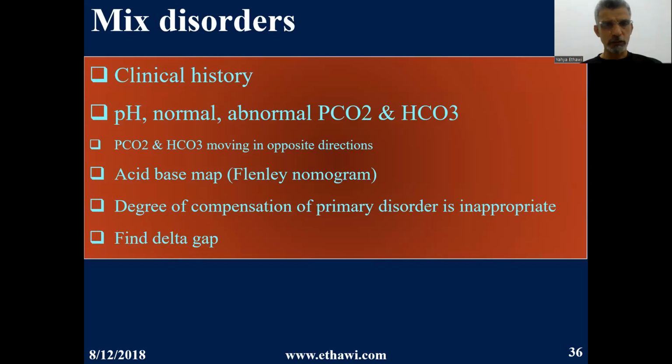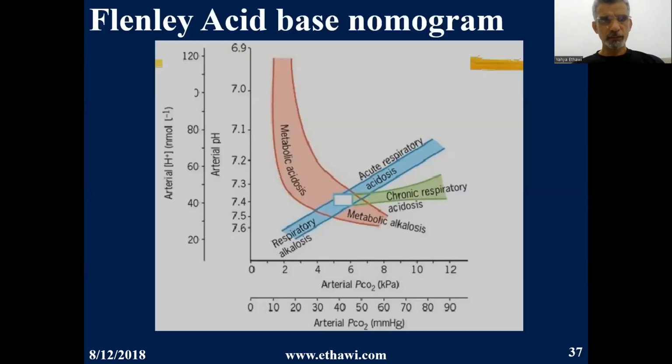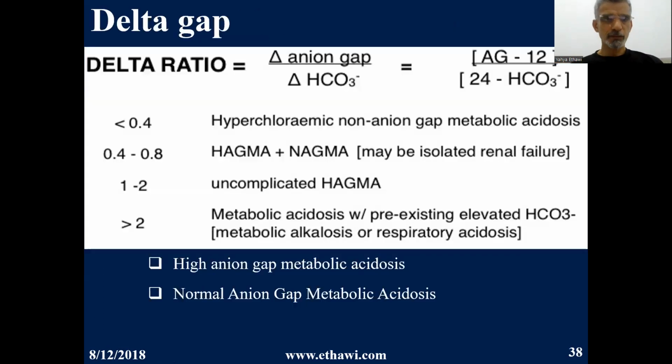We have a map called the Flenley nomogram that helps us distinguish between acute and chronic disorders. And this is the Flenley acid-base nomogram. So if you select the arterial PCO2 and the pH, and you draw a line between this line and this line, where they meet will tell you what the problem is. It's not necessary.